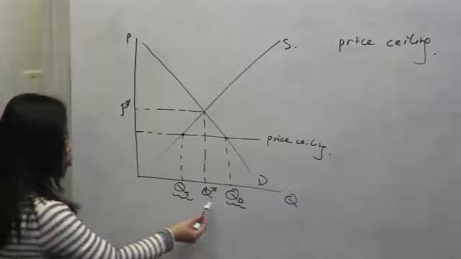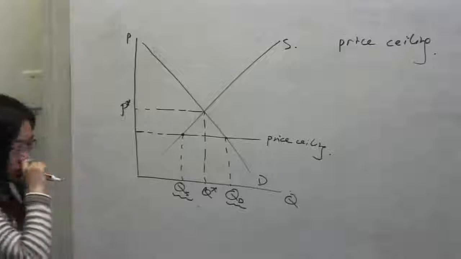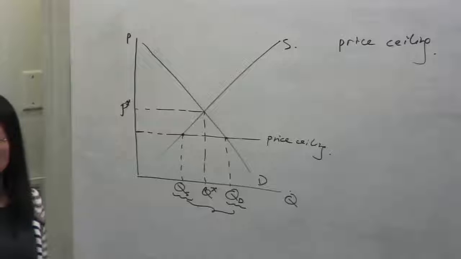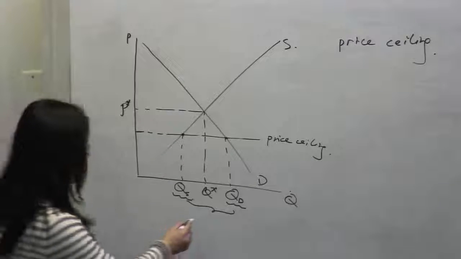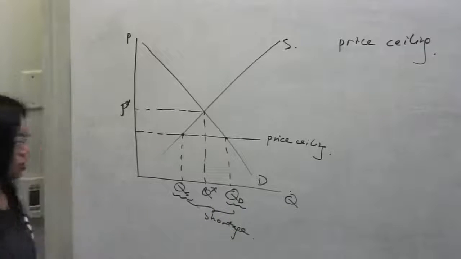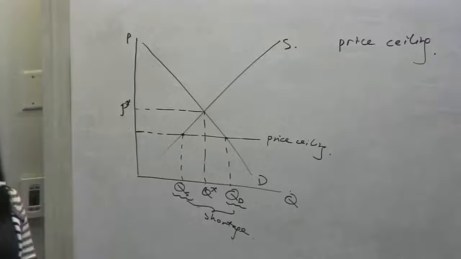Okay. So now you have this much quantity supplied, and you have this much quantity demanded. There are some people who really would like to buy and could not find goods. And we call this a shortage. Okay, we call this a shortage. So this is a direct consequence of the price ceiling.